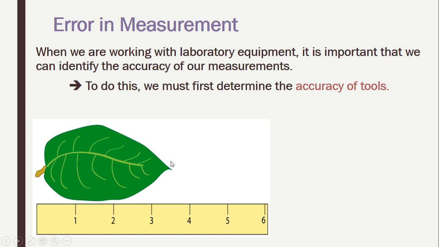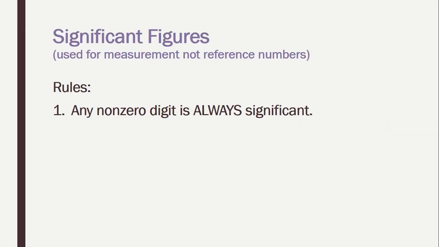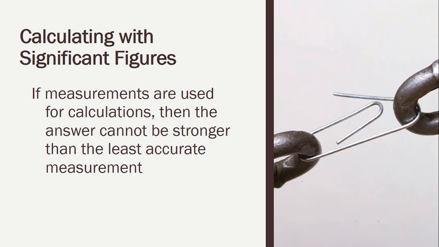So here with this measurement, you know that it's more than 3 units and it's less than 4, and then you estimate one. So this measurement is only good to 2 decimal places. And we talked all sorts of things about that.